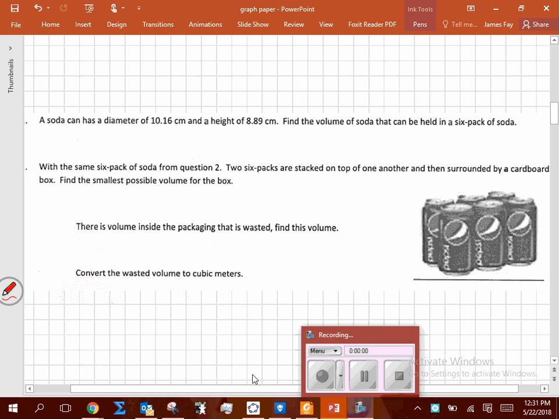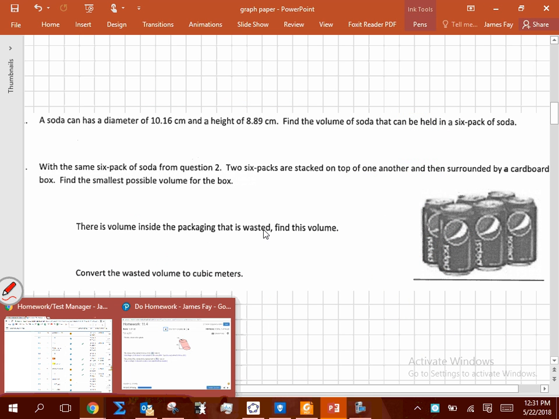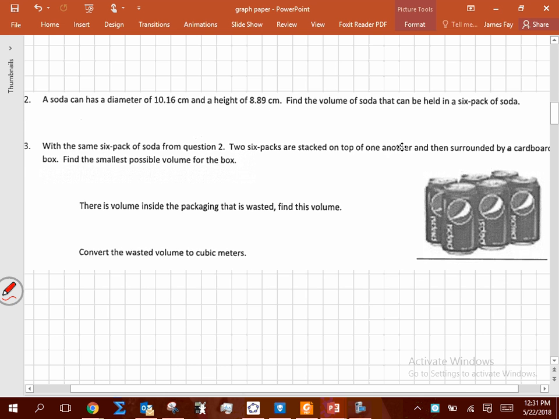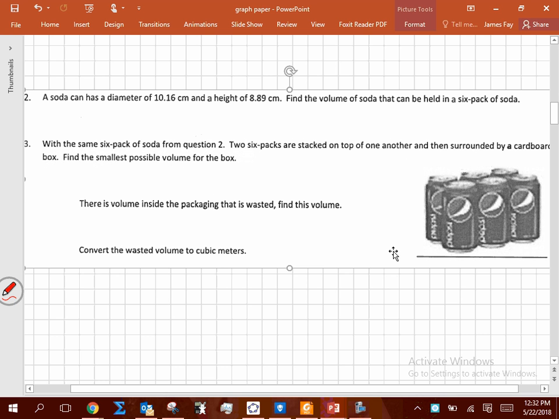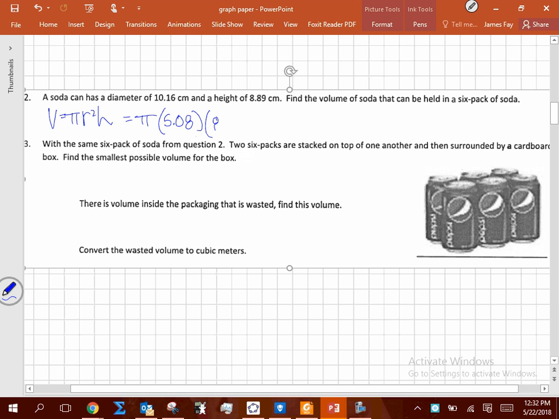All right, I like this question, and you're going to see something like this again next week, probably Tuesday, Cameron. It says a soda can has a diameter of 10.16 centimeters and a height of 8.89 centimeters. Right there, does that give me enough information to find the volume of this can? Volume is pi r squared h, right, for a cylinder? So we go pi. Radius, what's your radius? 5.08. And then the height is 8.89, right?